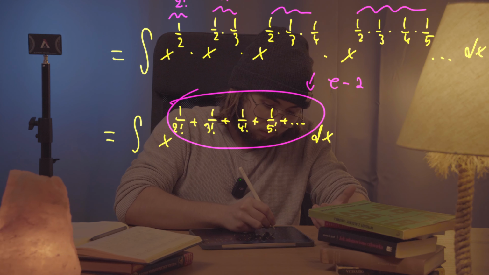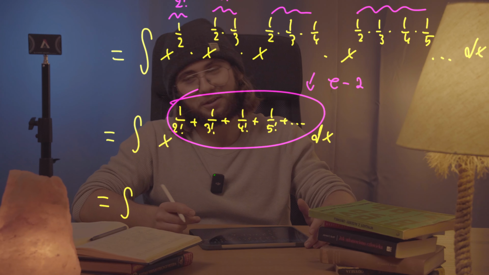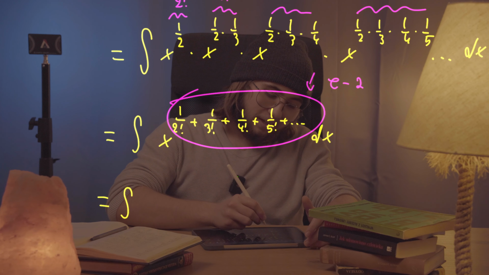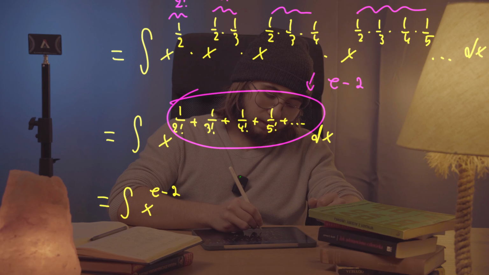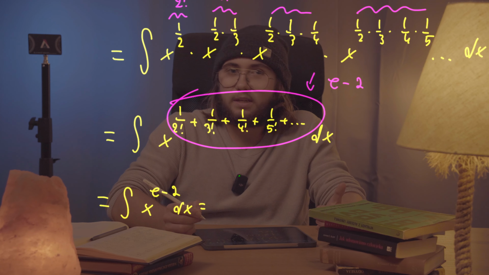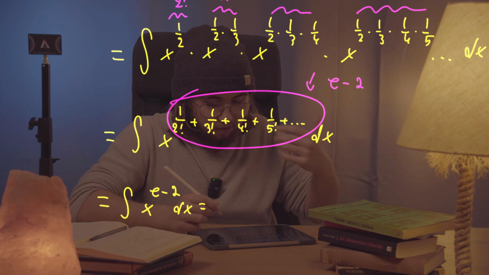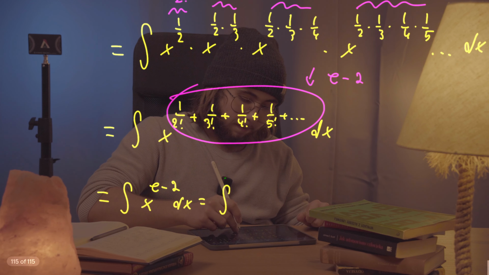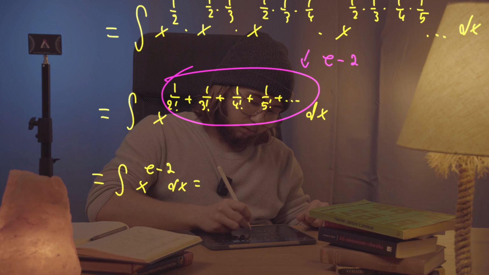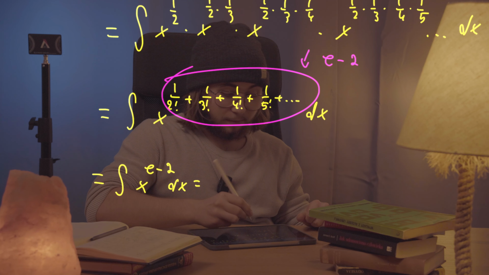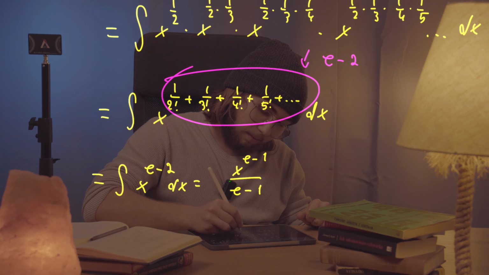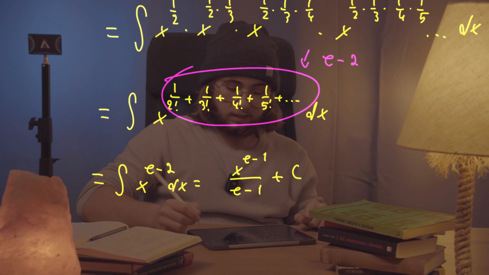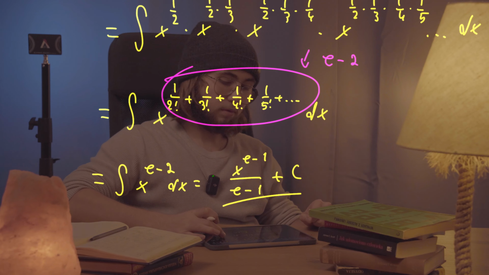So this entire integral is equal to the integral of x to the power of e minus 2 dx. But what is e minus 2? That's just a constant, so we can go on and use the normal exponent rule. It's going to be equal to x to the power of e minus 1 all over e minus 1 plus a constant, and this is exactly the antiderivative we're looking for.